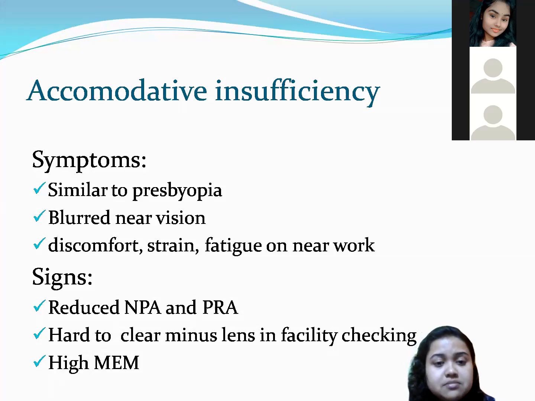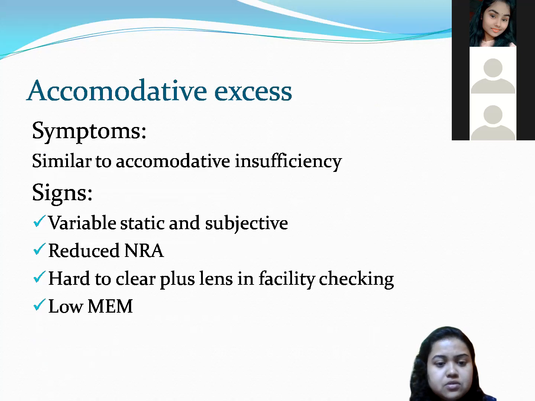There are normative values for all these flippers. Suppose with a plus minus 1.5, the normal number of cycles per minute should be around 10 to 12. Now when you are doing the accommodative facility testing of the patient and you find some 7 to 8 cycles per minute, that means the number of cycles per minute has reduced from the normative value. That's how you check for the accommodative facility.